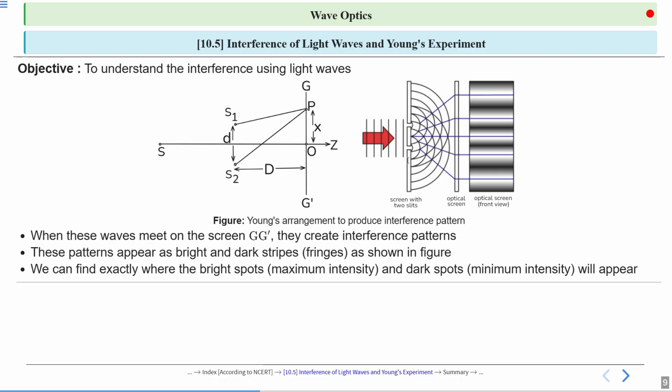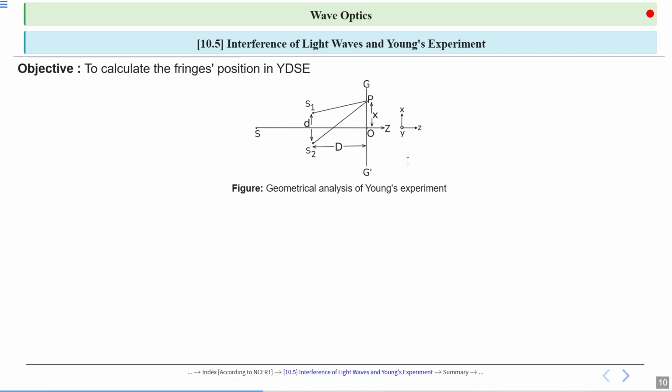So finally, we can predict where these bright and dark spots will appear on the screen. The bright spots, or areas of maximum intensity, occur where the waves constructively interfere, while the dark spots, or areas of minimum intensity, occur where they destructively interfere. Understanding this allows us to precisely determine the locations of these interference fringes.